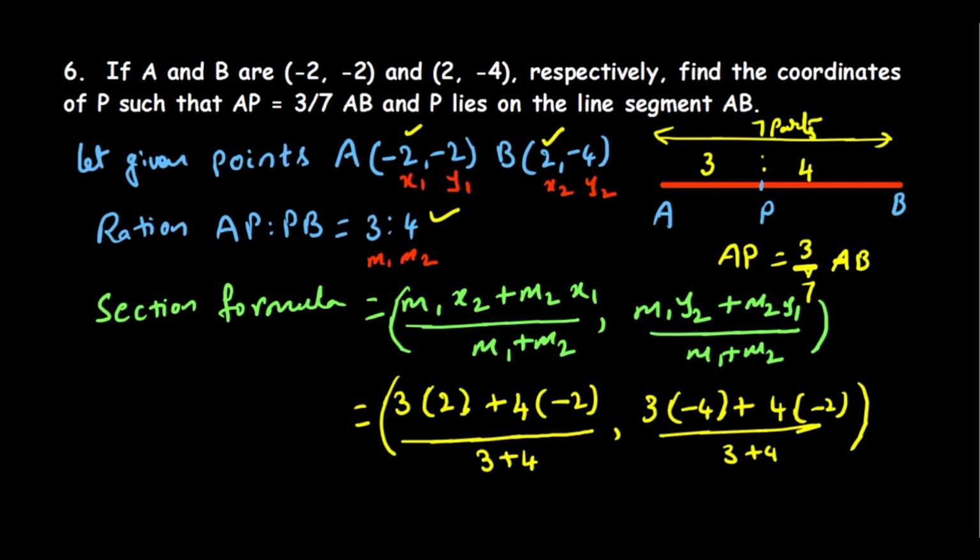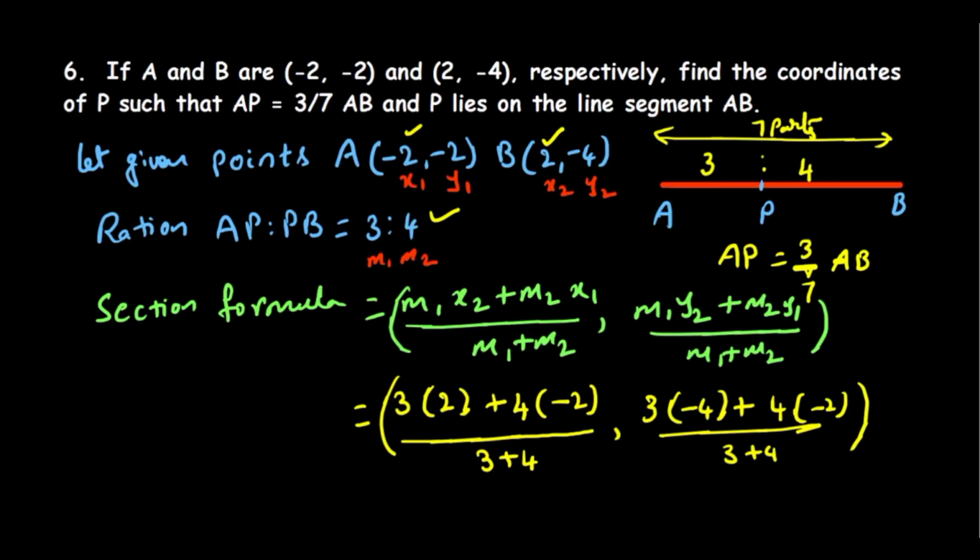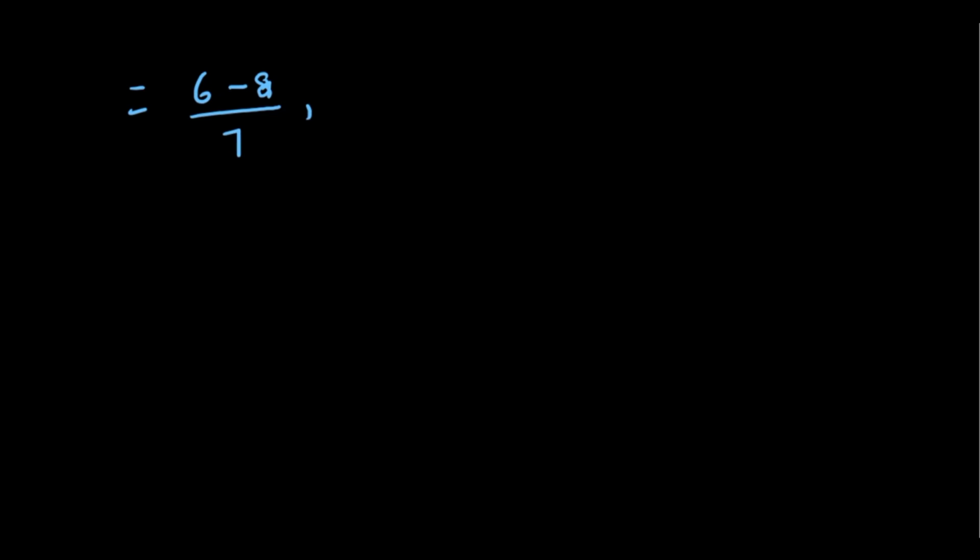3 into 2 is equal to 6. 4 into minus 2 is equal to minus 8. And divided by, we have 3 plus 4, that is equal to 7. And here 3 into minus 4 is minus 12, and 4 into minus 2, minus 8. So minus 12 minus 8 divided by 3 plus 4, again it is 7. So 6 minus 8 is equal to minus 2.